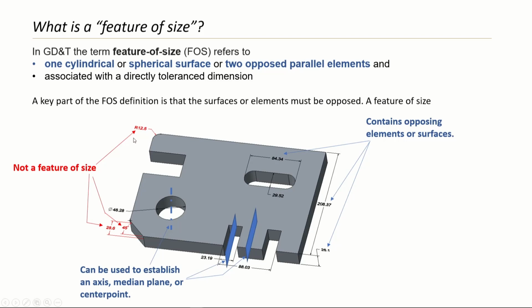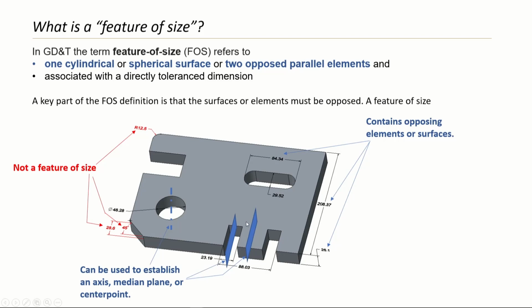And there are two types of feature of size: one is internal feature of size, one is external feature of size. A very simple way of remembering is that whatever feature is inside the part, and you can measure it, is an internal feature of size. Basically holes, slots, all the cutouts that come inside the part, the dimensions mentioned with them are internal features of size.